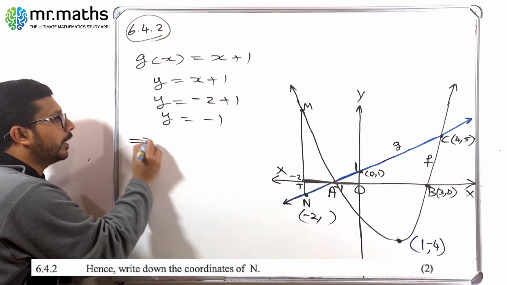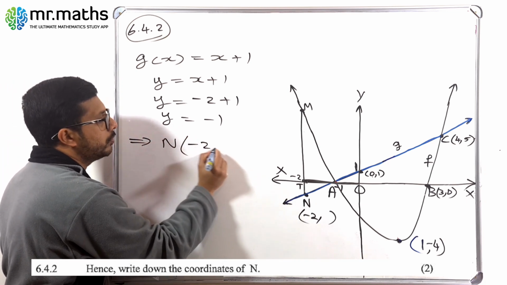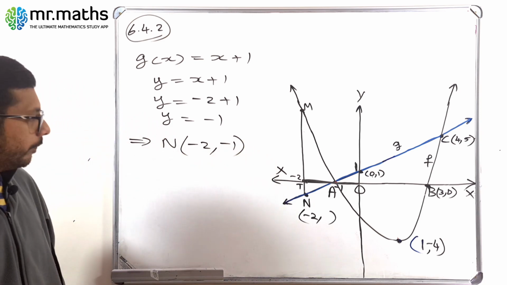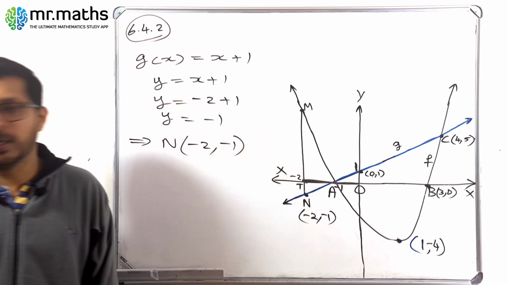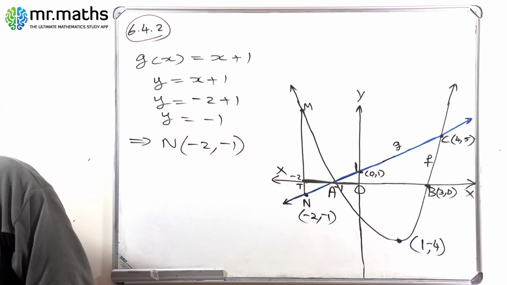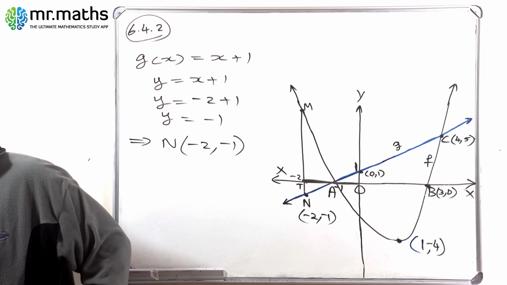So it implies that the coordinate of n is, x value is minus 2 and the y value is minus 1. Simple question. Okay, so the coordinate of n is minus 2 comma minus 1. So that is question number 6.4.2. Now we have to go to 6.5.